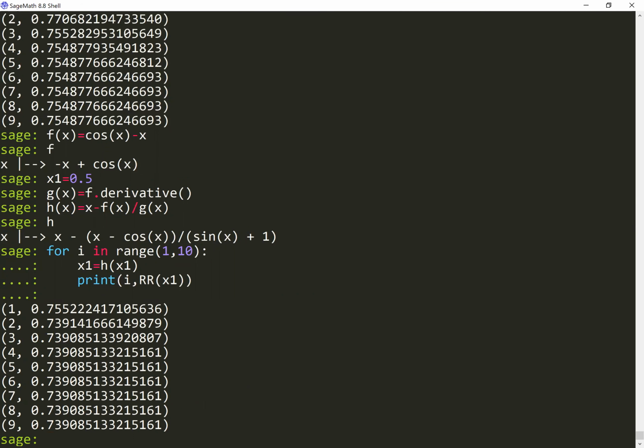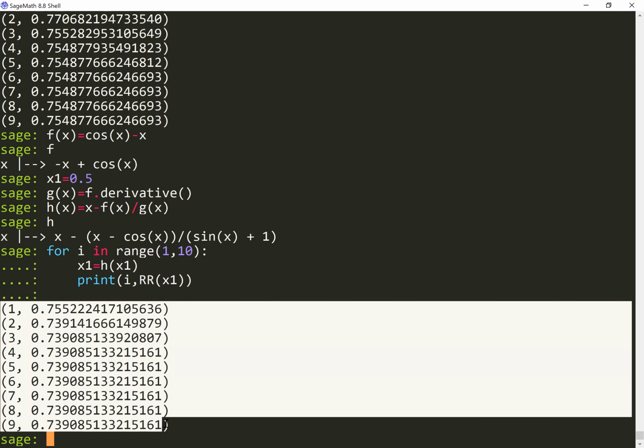You see, after several iterations, the x_n actually converges to a number. It gets really close to the number. After 3 or 4 times, the digits are really good enough, no change anymore, from 0.7 5 and so on, and no longer change. So this actually gives us a root.